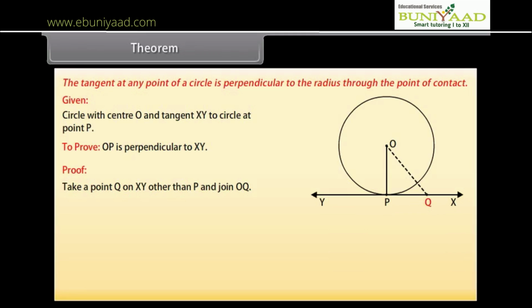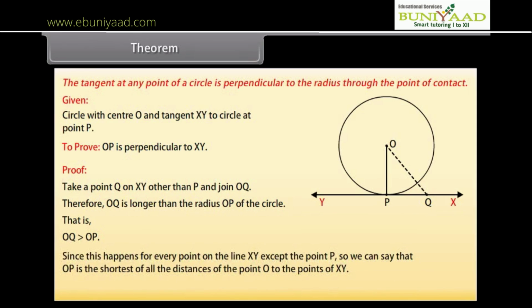Also, the point Q must lie outside the circle, because if Q lies inside the circle, then XY will become a secant and not a tangent to the circle. Therefore, OQ is longer than the radius OP of the circle. That is, OQ is greater than OP.